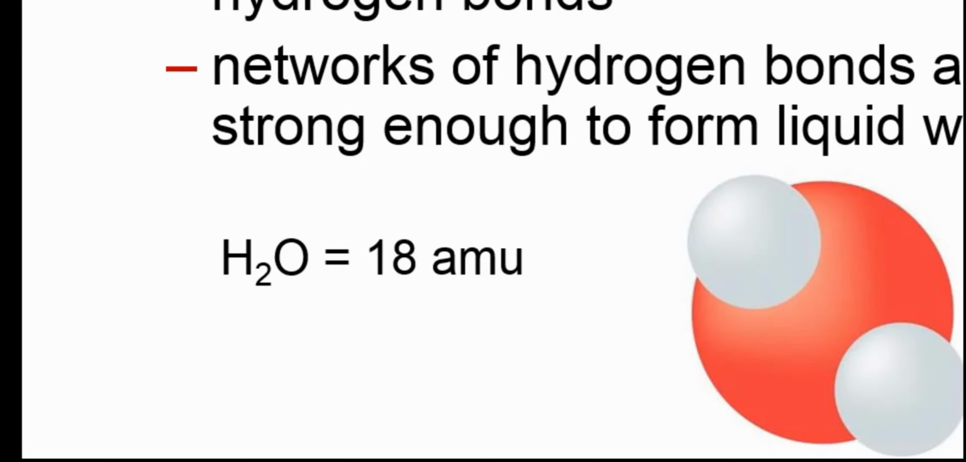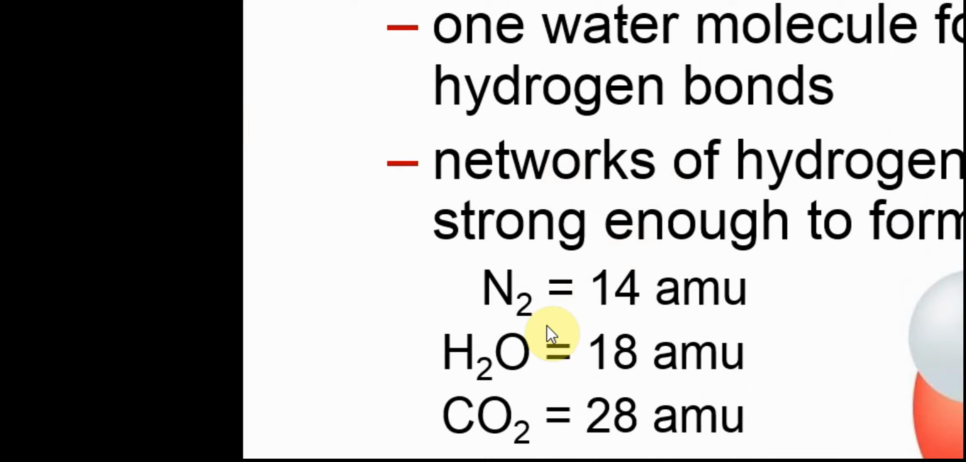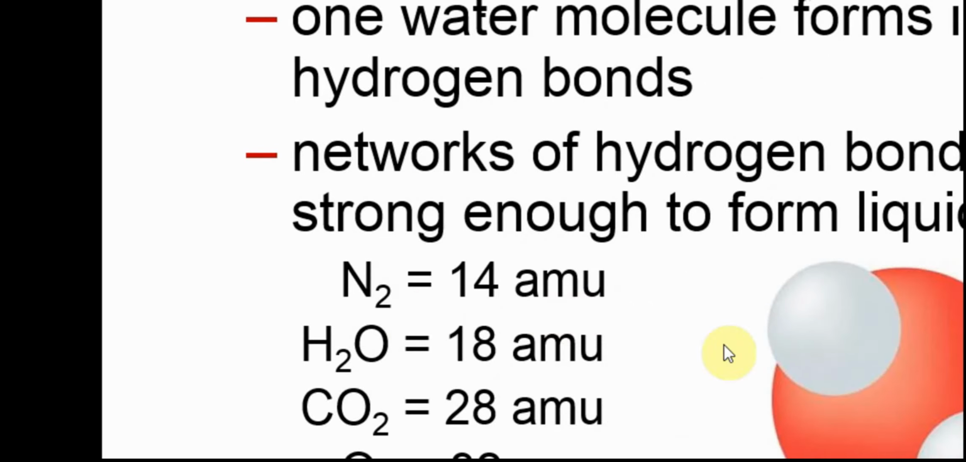So we have 2 of them, and the oxygen has a mass of 16. So 2 plus 16, that's where we get our 18. Well, if we compare that to other gases, nitrogen gas, which is N2, that means there's 2 nitrogen atoms that are bonded together. Each one of them weighs 7. Its atomic mass is 7. So 7 times 2 gives us 14.